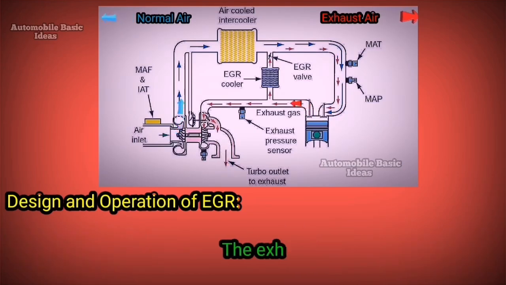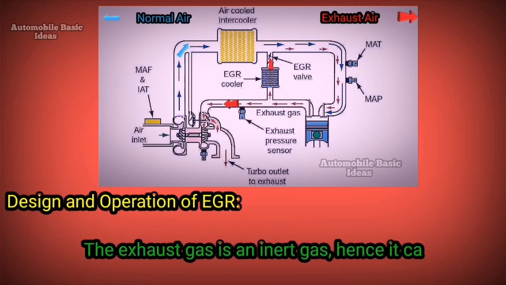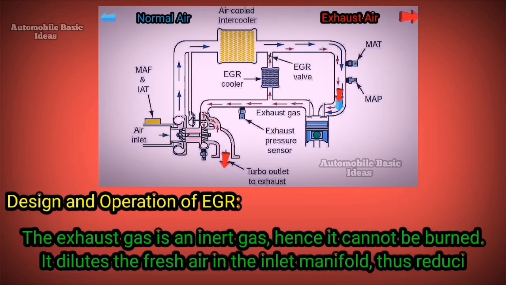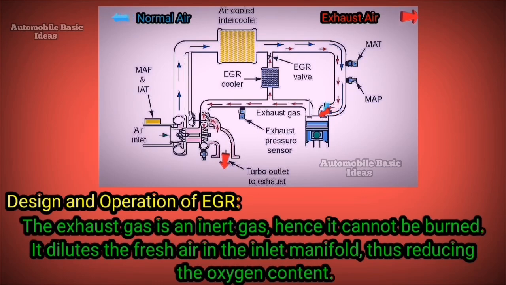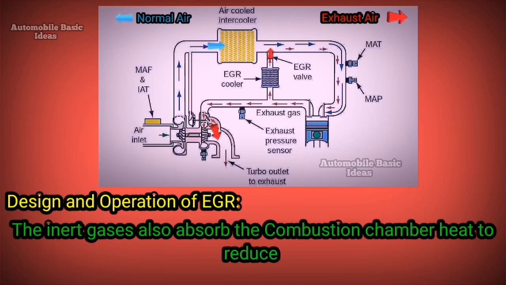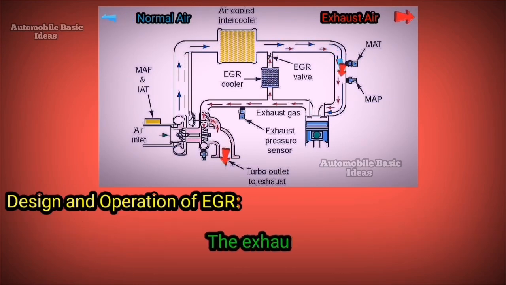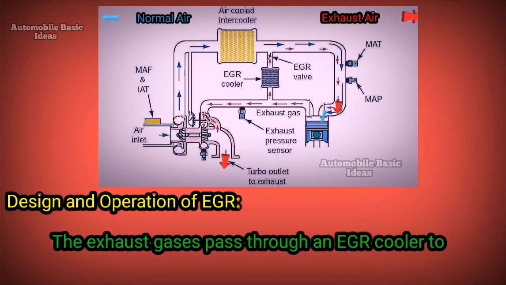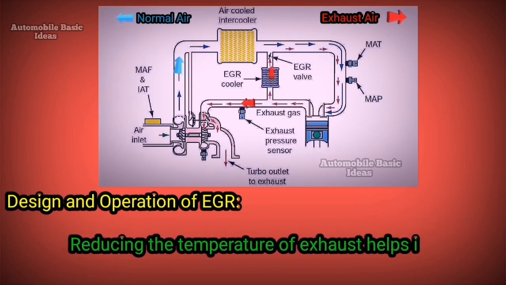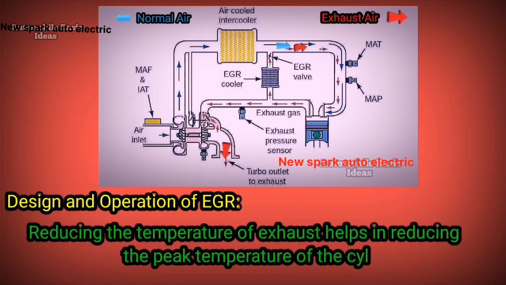Exhaust gas is an inert gas, hence it cannot be burned. It dilutes the fresh air in the inlet manifold, thus reducing the oxygen content. Inert gases also absorb the combustion chamber heat to reduce the peak temperature. Exhaust gases pass through an EGR cooler to reduce its temperature. Reducing the temperature of exhaust helps in reducing the peak temperature of the cylinder.